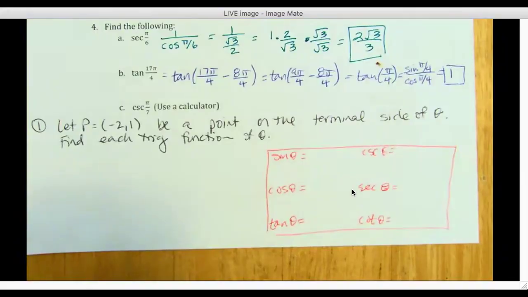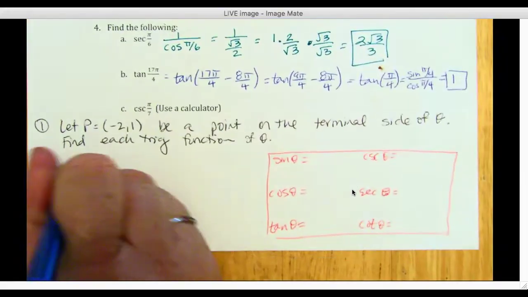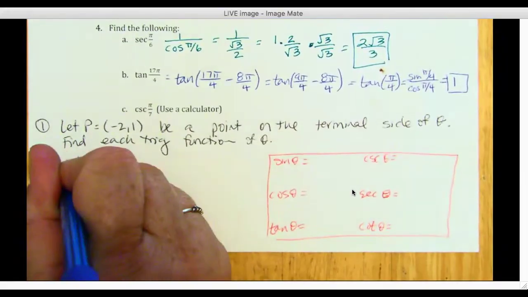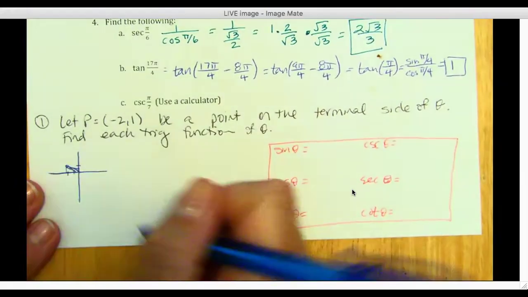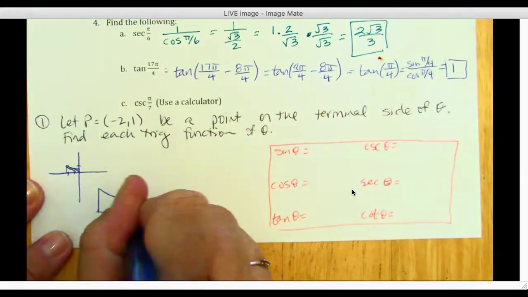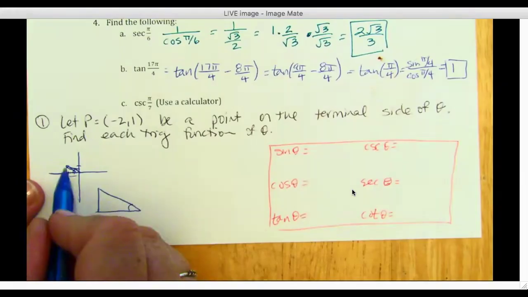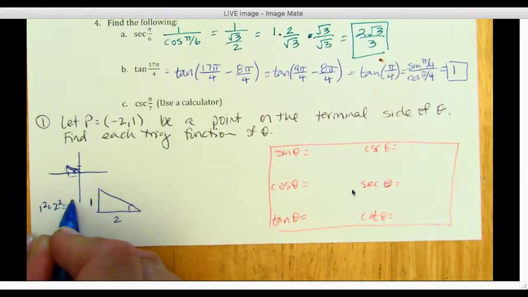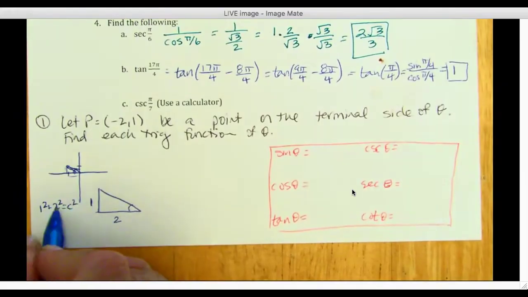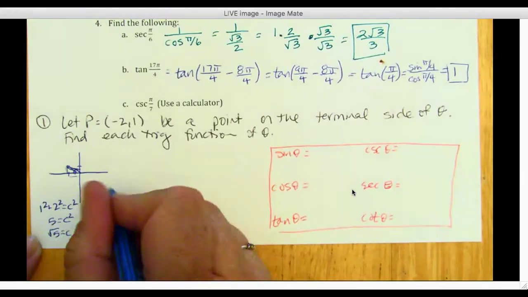Let's do one more example of plotting a point here. I have the point negative 2, 1. So negative 2, 1. And I can go ahead and make my triangle here, and I can draw this a little bit bigger so it's easier to look at here. And we're looking at this angle here, the reference angle. And this distance right here was 2, and then we went up 1. So 1 squared plus 2 squared is my c squared value. And that would be 1 plus 4 is 5. So c is equal to the square root of 5.